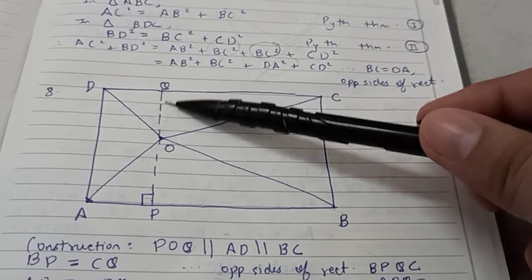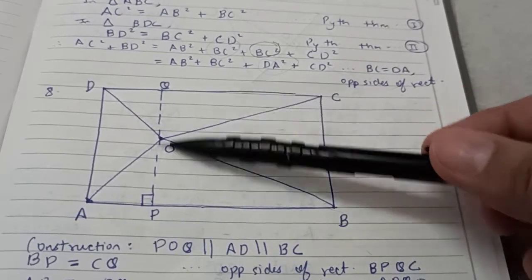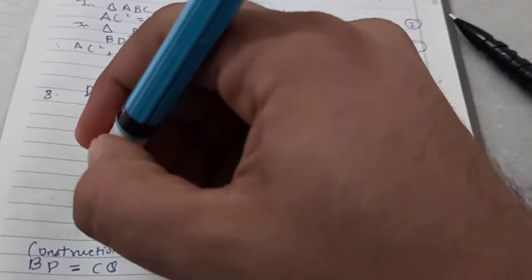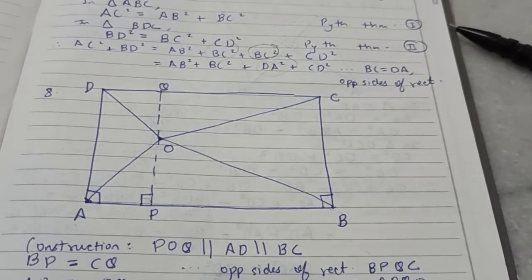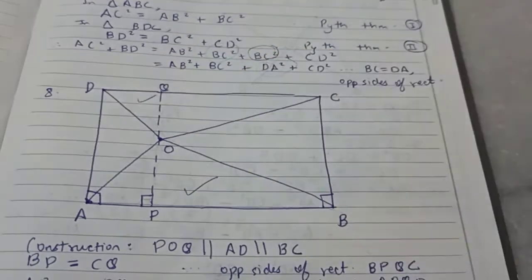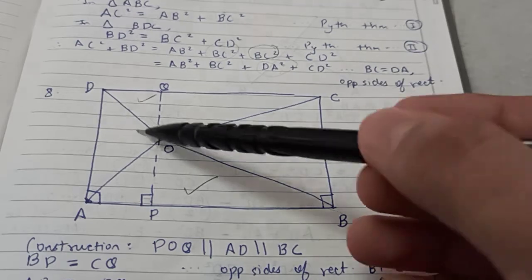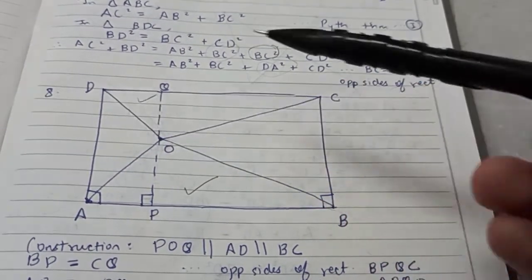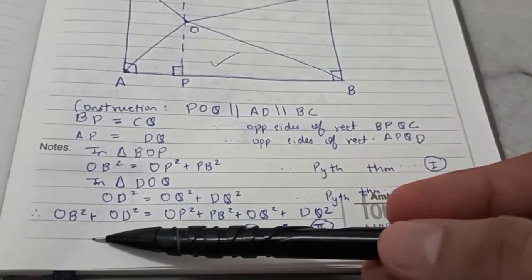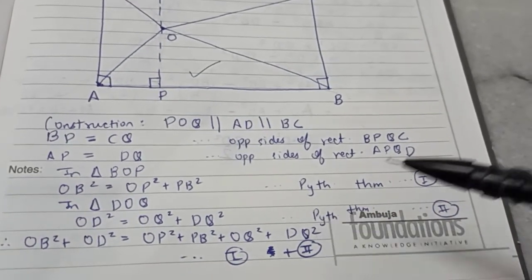Hence we will do a construction QP which passes through O and which is perpendicular to AB. That means it will be parallel to AD and CB. We will use Pythagoras theorem in this triangle and in this triangle first of all, because this triangle will give me OB squared value and this triangle will give me OD squared value, and we will add those two equations so that we get the LHS of the question, OB squared plus OD squared, and we get this. But this is not the RHS of the question.